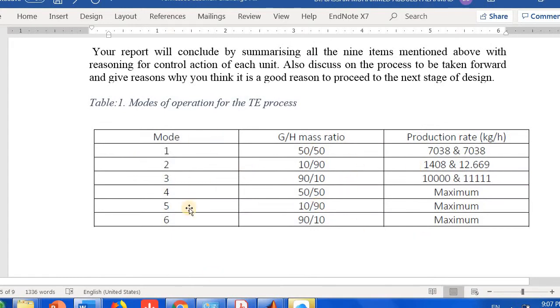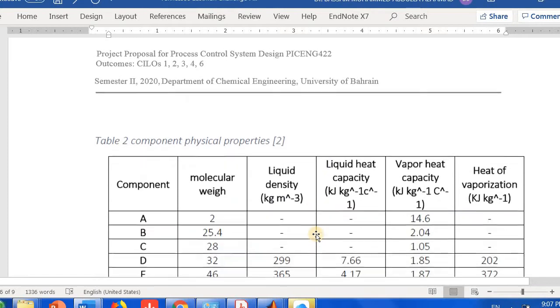Okay, so what are the modes that we have? We have 50-50, 10-90, 90-10, which are of different production rates, and we also have a maximum production rate that is different from those. So these are the modes of operation that we have. So we have 1, 2, 3, 4, 5, 6. You're going to have a control configuration which is best suited to each of them.